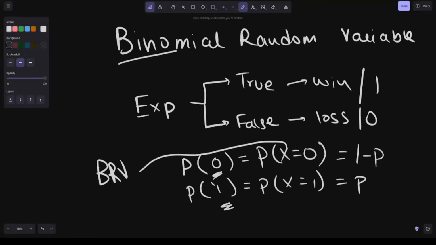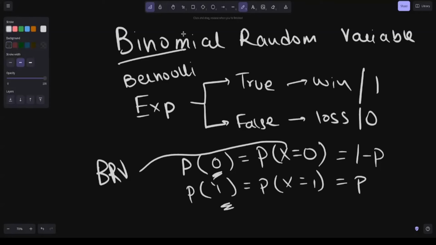So this kind of variable X is what we call a binomial random variable. This is also called a Bernoulli random variable. If you get this mass function, you get a Bernoulli random variable. Now this is only for one trial.